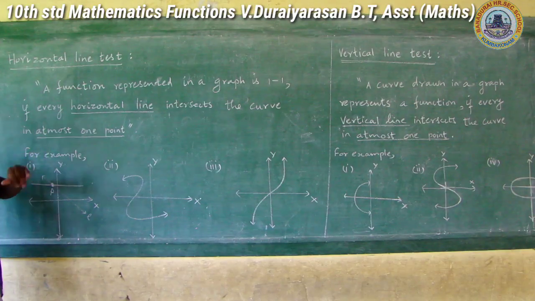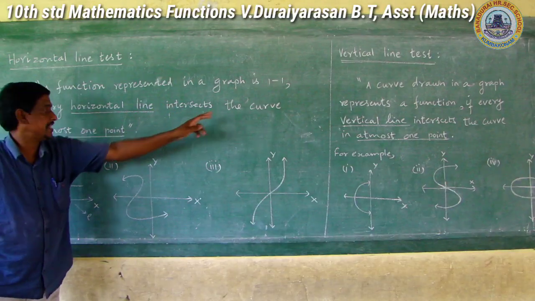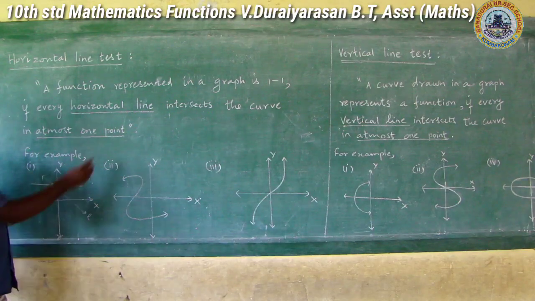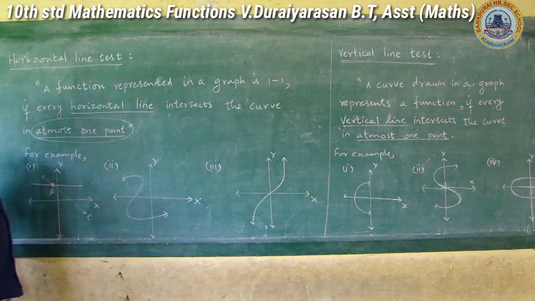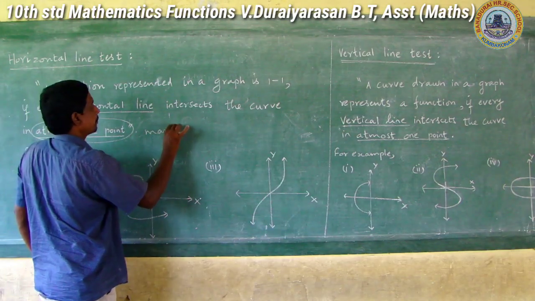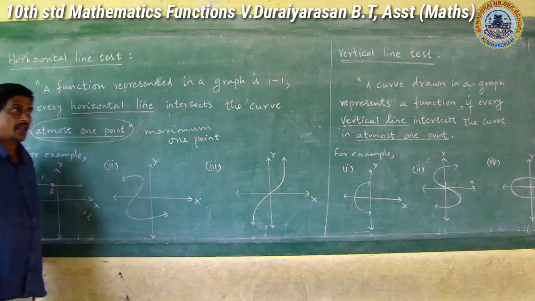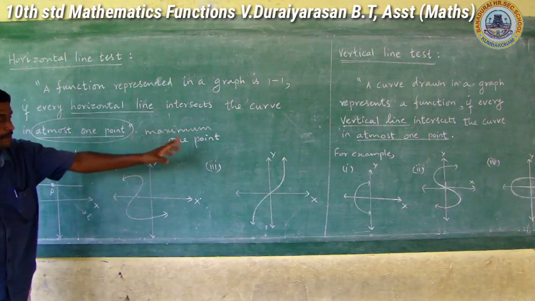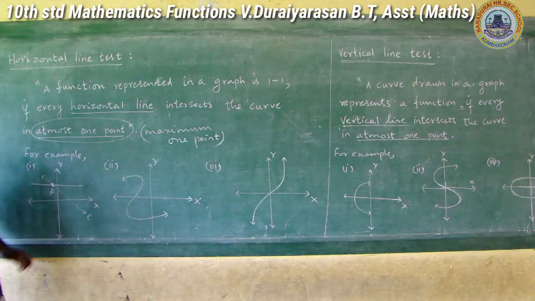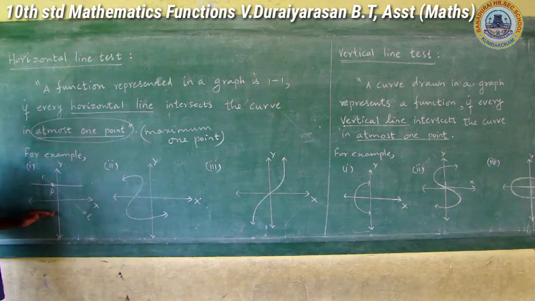What is the condition? Every horizontal line intersects the curve in at most 1 point. At most means maximum. Maximum 1 point. When we draw the horizontal line, it meets at only 1 point, so the given condition is satisfied. So, is the given graph a function or not? Yes, the condition is satisfied.